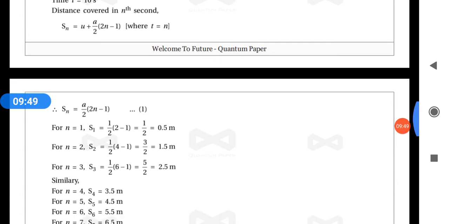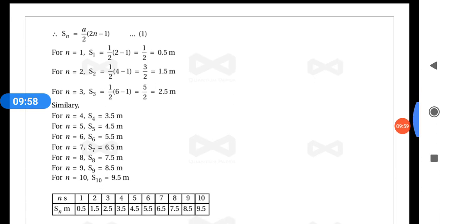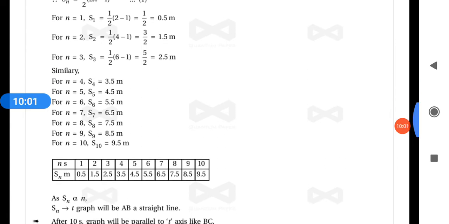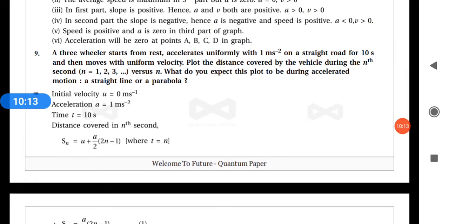So we will get that for n equal to 1, Sn is equal to 0.5 meter, for n equal to 2, Sn is equal to 1.5 meters, and also S3. Respectively we get the values of n up to 10, S10. So the S versus n graph will be a straight line. Okay, it is linearly increasing. See here, the acceleration is a.